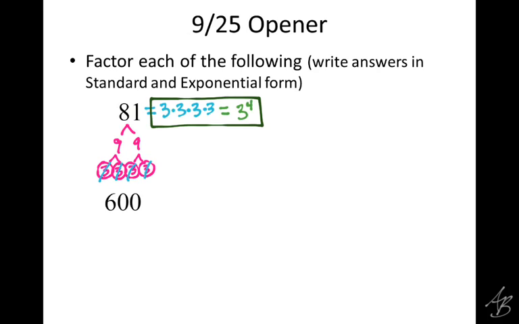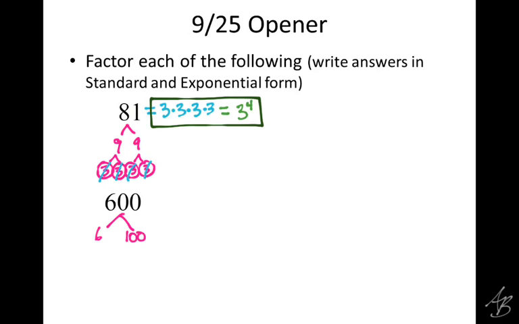All right, how about the 600? How's that 600 going to factor? Okay, so there's a couple of ways that I might do this one. If you notice that it ends in 2 zeros, you know that 100 goes into it, so you could do 6 and 100.